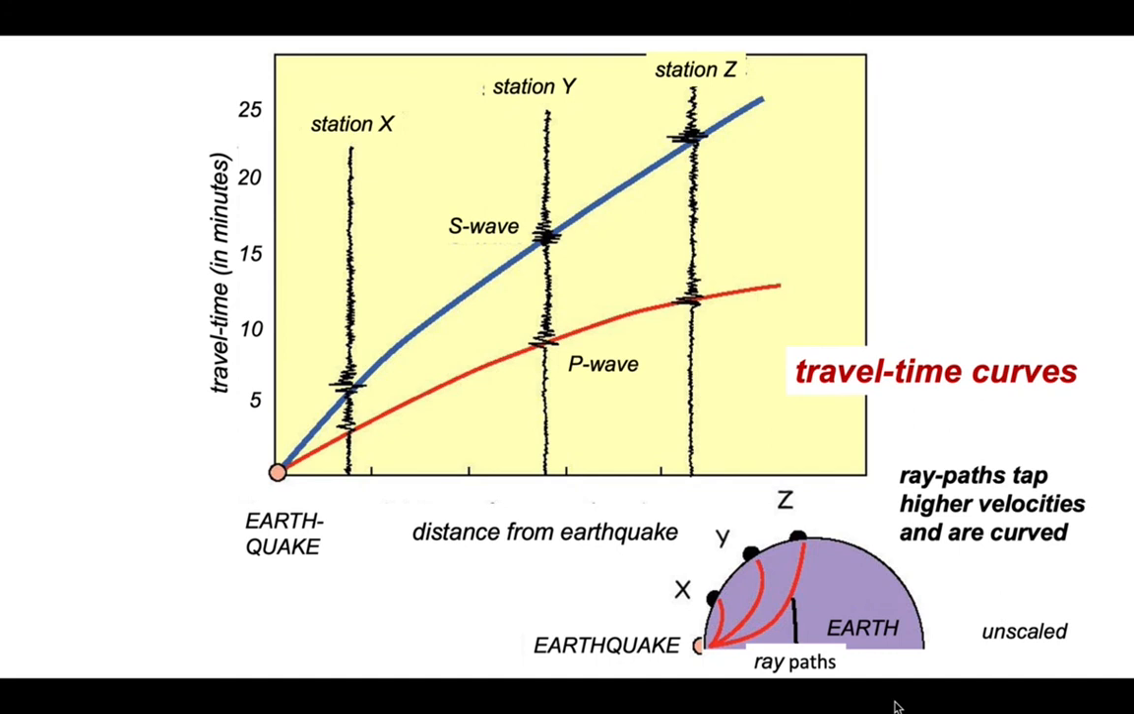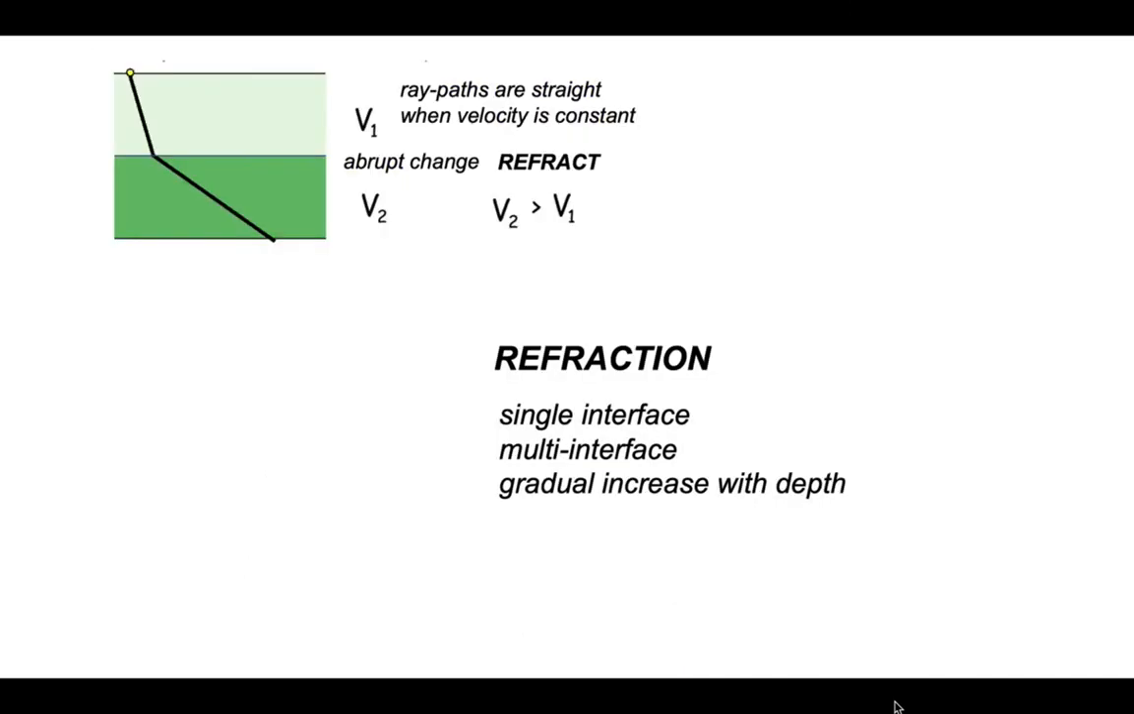And the reason that the travel time curves are curved and not straight is that the ray paths are tapping higher velocities at depth. And to explore why that is, let's just step away and think a little bit about refraction. So here's a cartoon. It shows a pair of layers in green, and the seismic velocity in these two layers is different, so that the deeper layer in dark green has a higher seismic velocity. At the interface then, which is abrupt, the ray path will refract, and because the seismic velocity is increased across that interface, the trajectory taken by the ray path becomes lower angle or shallower.